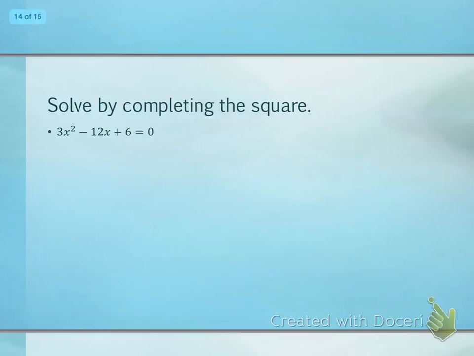So what we have to do is find the value that fits in here that will make it a perfect square. So what I'm going to do is subtract this 6 over. So I get 3x squared minus 12x equals negative 6. Now let's find that value in here that's going to make it a perfect square. So I'm going to do my negative 12 divided by 2 squared, so negative 6 squared, so 36.